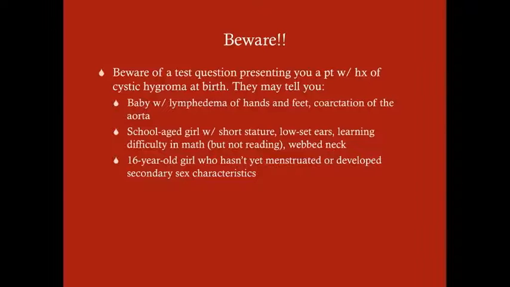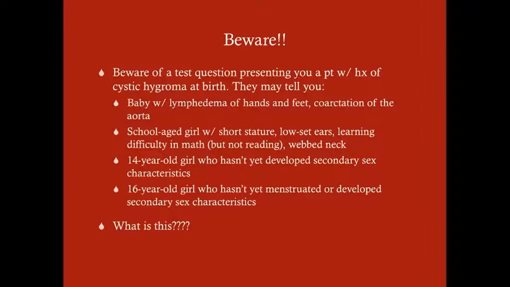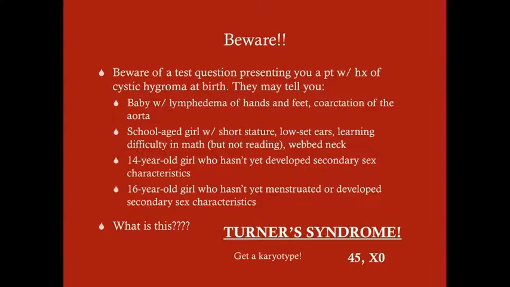Or it could be a 16-year-old girl with a history of cystic hygroma who hasn't yet menstruated or developed secondary sex characteristics. And what would you have here? You would have Turner syndrome. All of these would be consistent with Turner syndrome. And when you have girl babies with cystic hygroma, you should get a karyotype to check for Turner syndrome.